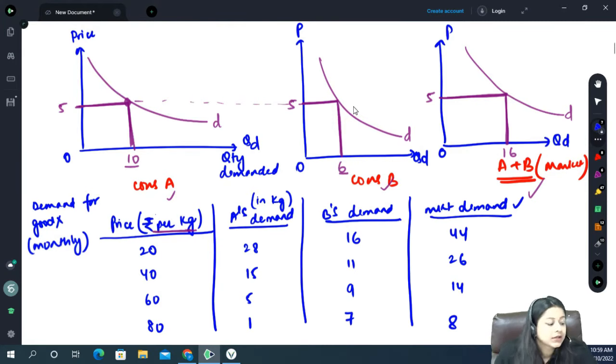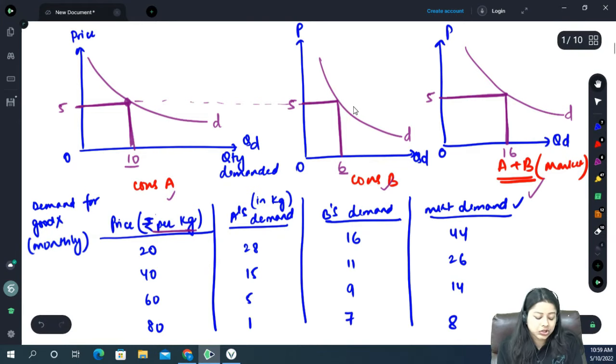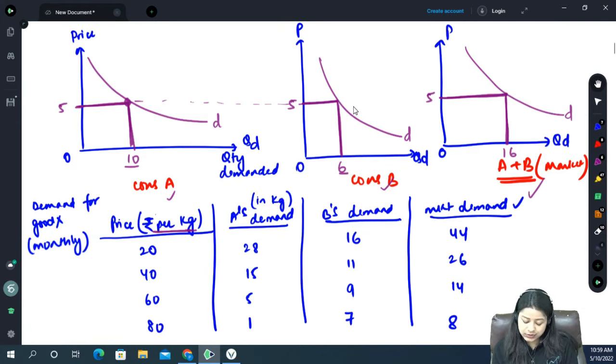Why are we taking? Yes, so I will come to this now, Piyush. I was actually going to come to this point. Just give me one second.